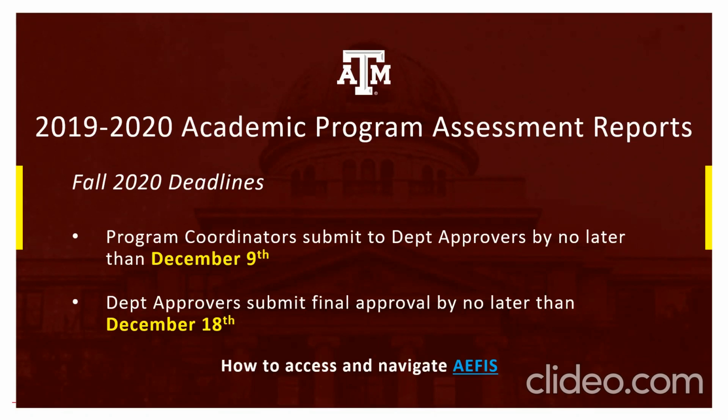When a report is submitted, you will receive an automatic email notification from the APHIS system. Please be sure to review these reports as they come in, as the final deadline for approval of these reports is December 18th. Therefore, if you find that a report requires revisions, you'll want to make sure to return that report in a timely manner so that the program coordinator has enough time to make the requested revisions and resubmit.